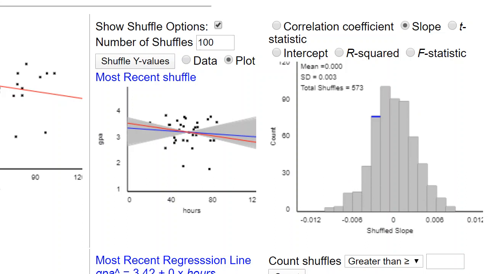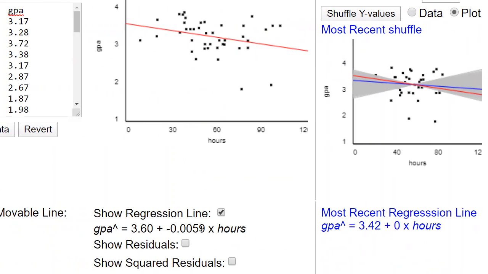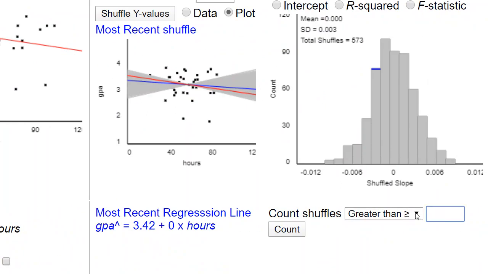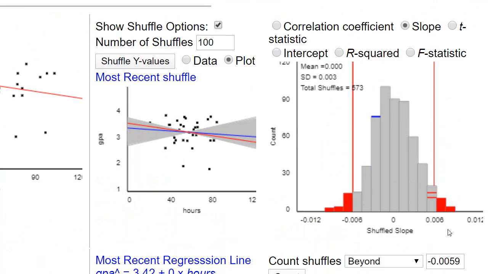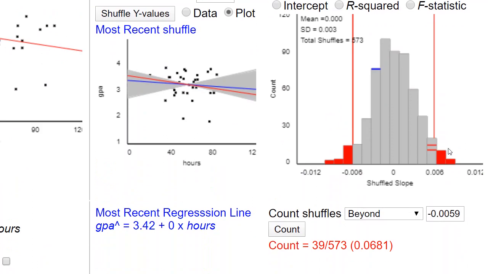And now what we want to see is how often did we get negative 0.0059? How often did that happen? Well, 39 out of 573 times, or 0.0681. Okay, so there we go. It's in the tails, but it is not far enough in the tails to be statistically significant, at least at alpha equals 0.05, right? A significance level of 0.05. So there you have it.